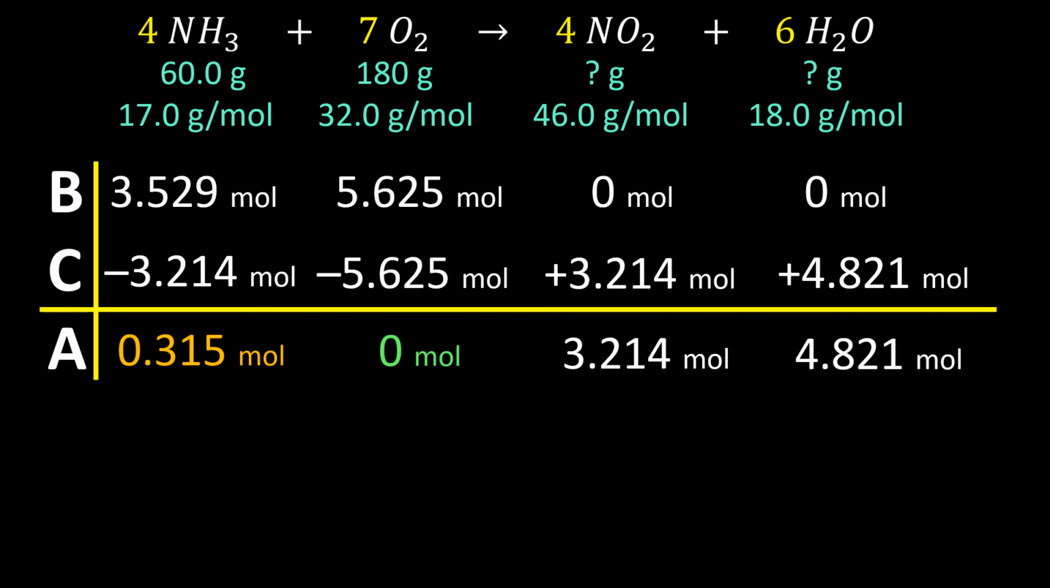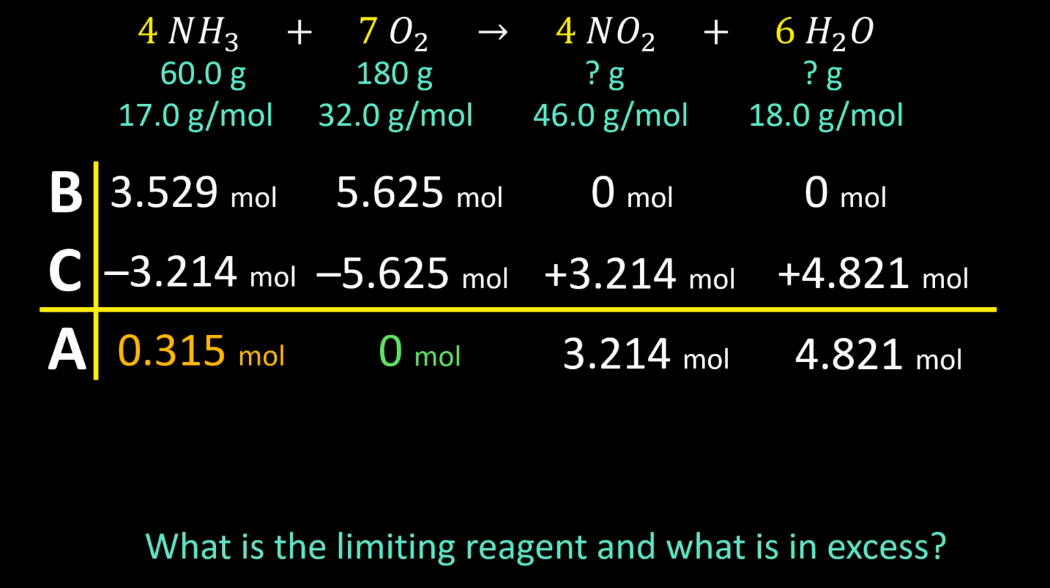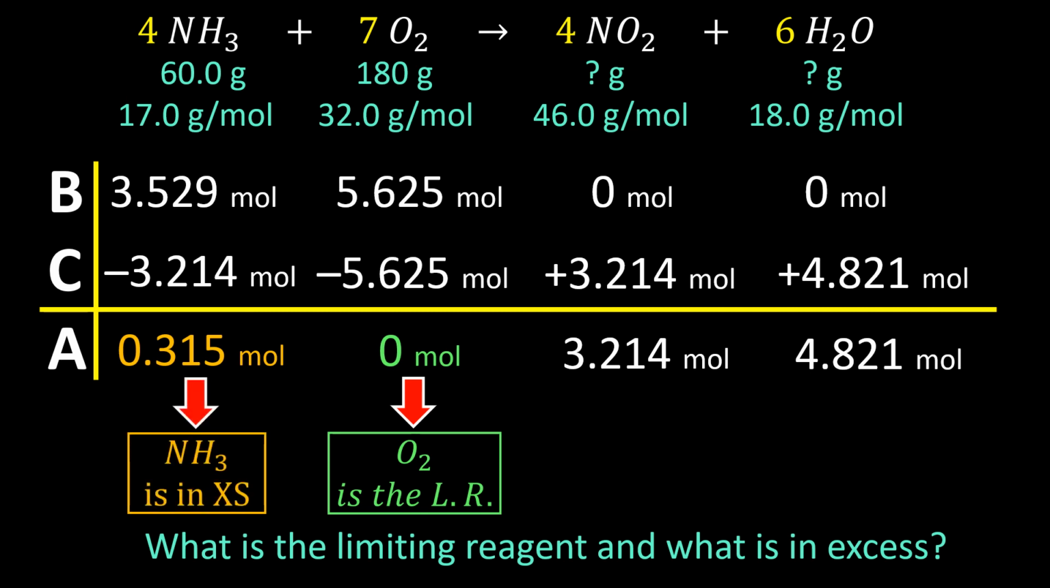So I can now answer one of the questions. What is the limiting reagent and what is in excess? This is obvious now. The reactant that is completely consumed, where there's none left over at the end of the reaction, is the limiting reagent. The one where there is some left over at the end of the reaction, the ammonia, is in excess.